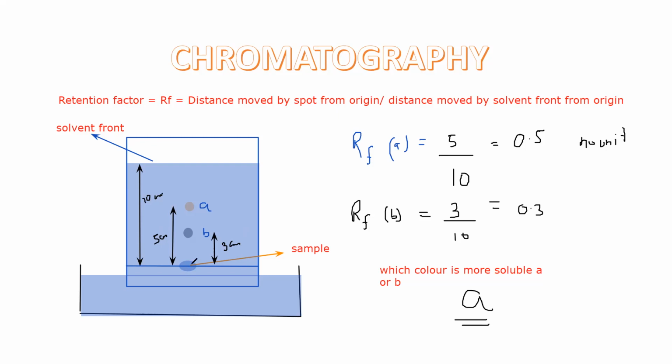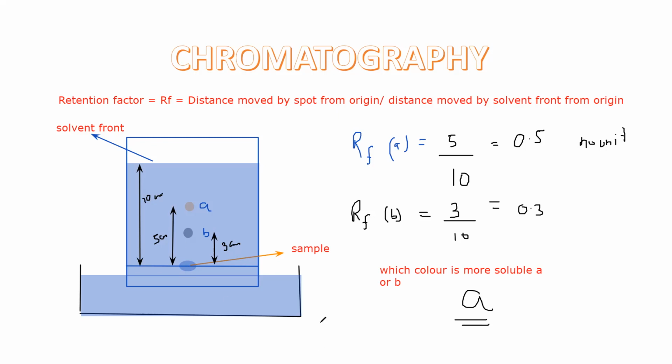Sir, but B is still soluble because it has some ink. B is still soluble in the solvent, but the substance which moves more is more soluble. I'm not saying B is insoluble. What I'm saying is both are soluble, but which is more soluble? So A is more soluble as it rises a greater distance with the solvent as compared to B. So simply using the RF value, you can also work out the solubility: if the RF value of a spot or a dye is higher, it means that substance is more soluble. Is it clear?